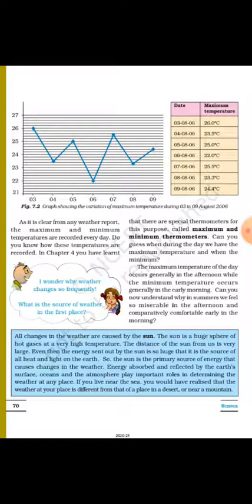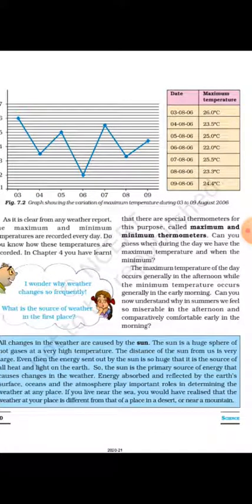As is clear from any weather report, the maximum and minimum temperature are recorded every day. Do you know how these temperatures are recorded? In chapter 4, you have learned that there are special thermometers for this purpose called maximum and minimum thermometers. Can you guess when during the day we have maximum temperature and when the minimum? The maximum temperature of the day occurs generally in the afternoon, while the minimum temperature occurs generally in the early morning. Can you now understand why in summer we feel so miserable in the afternoon and comparatively comfortable early in the morning?